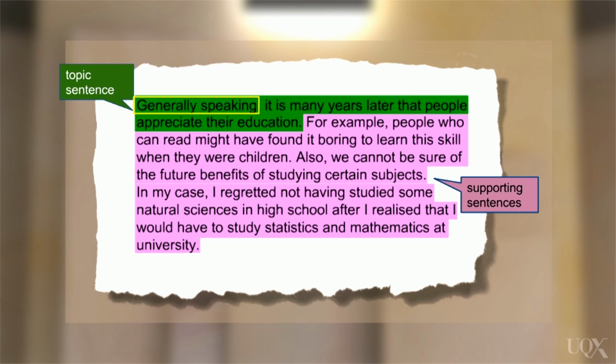As you can see, the writer gives an example of a useful skill that is learned at school: reading. Notice how the writer uses a linking expression, for example, to show that he is giving an example of the main idea. The writer then gives an additional reason and uses the word "also" to show this. And finally, notice how the writer gives a personal example from his own experience. He uses the expression "in my case" to signal this.